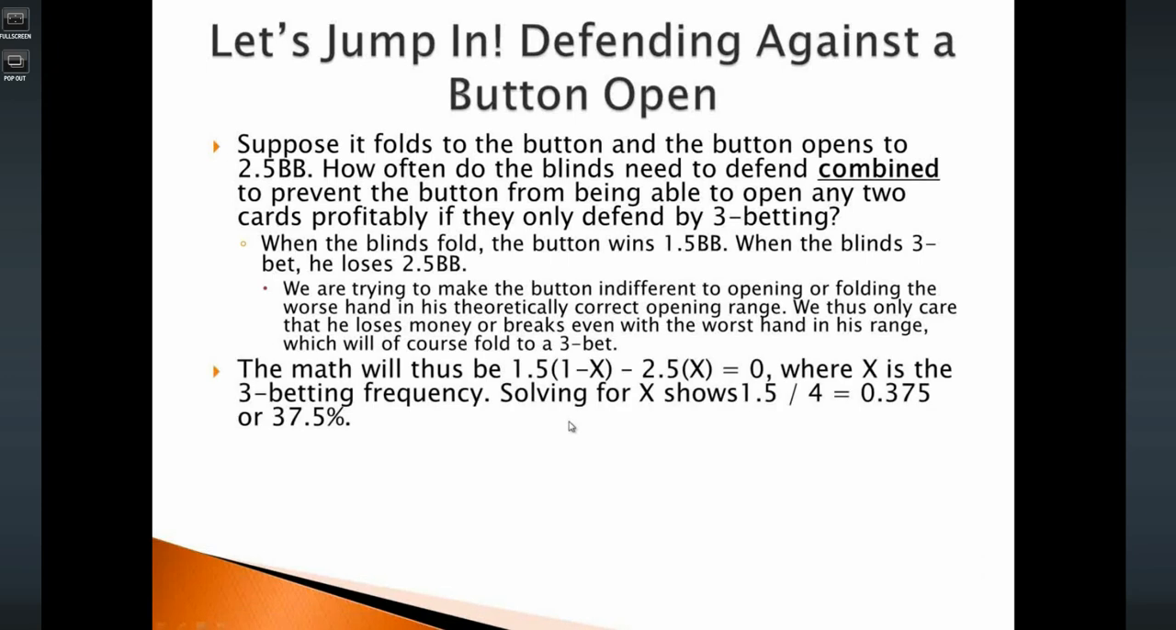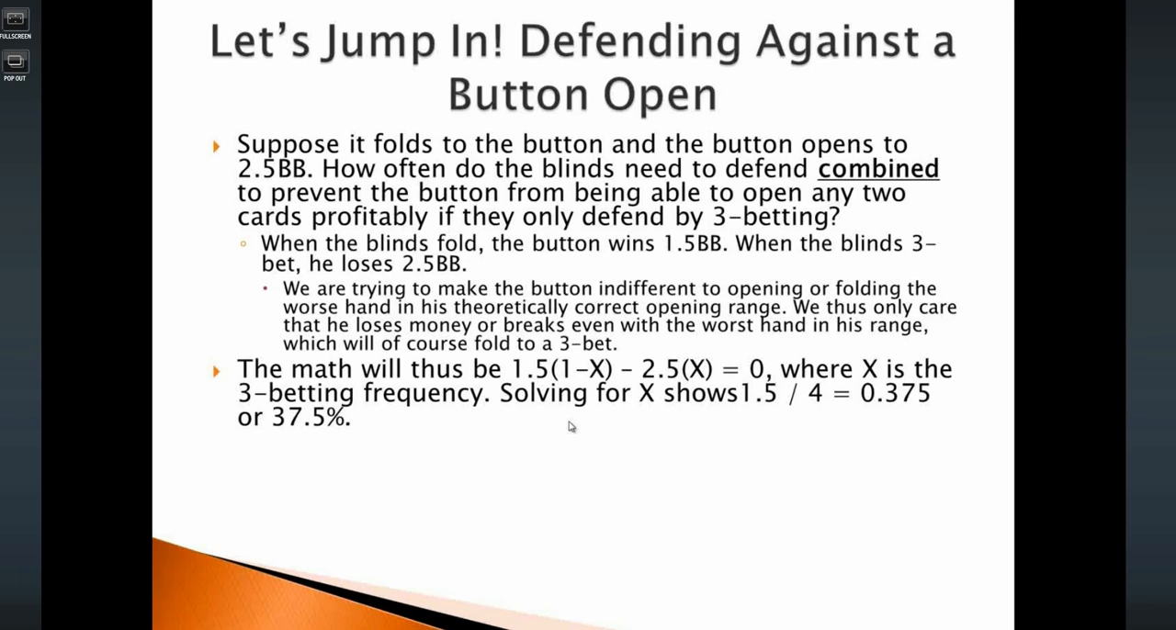The math will thus be 1.5 times (1 minus x) minus 2.5 times x equals 0, where x is the 3-betting frequency from both of the blinds combined. Solving for x shows 1.5 divided by 4 equals 0.375, or 37.5%.